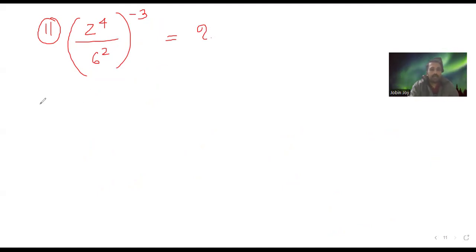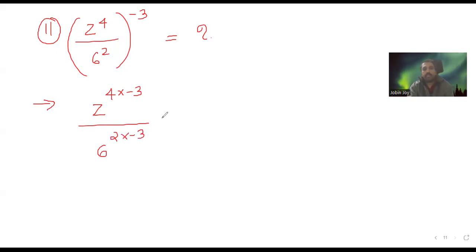So this will be equal to Z raised to 4 into minus 3 divided by 6 raised to 2 into minus 3. So this will be equal to Z raised to, what is 4 into minus 3? Minus 12 divided by 6 raised to, what is 3 into 2? 6. So the sign is minus 6. So Z raised to minus 12, then divided by 6 raised to minus 6.